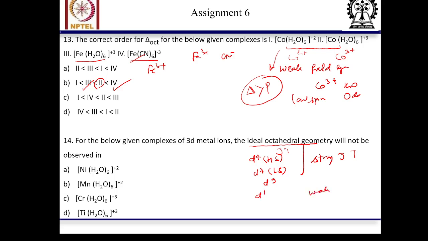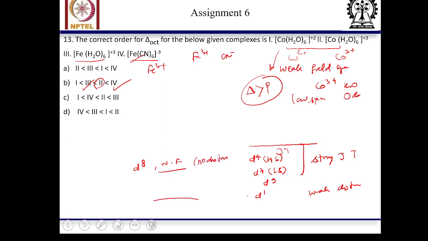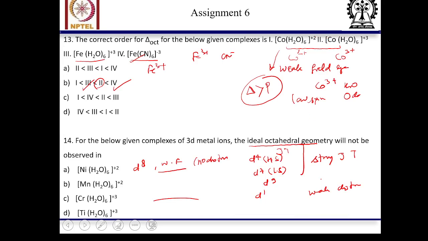D1 will give the big Jahn-Teller distortion. So now we will see what the possible things are. Ni is D8, weak field. So in this case, there is no distortion at all. I will not go into that, as that is too far. I have already drawn the Jahn-Teller distortion. If you see D8, you will see what the Jahn-Teller theorem says.